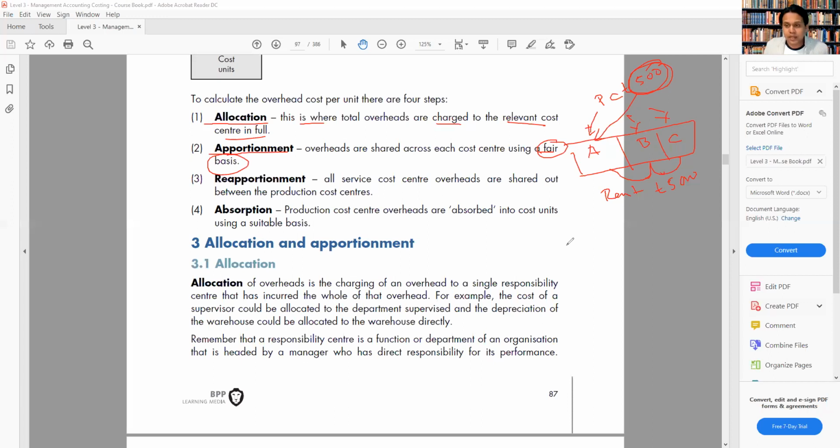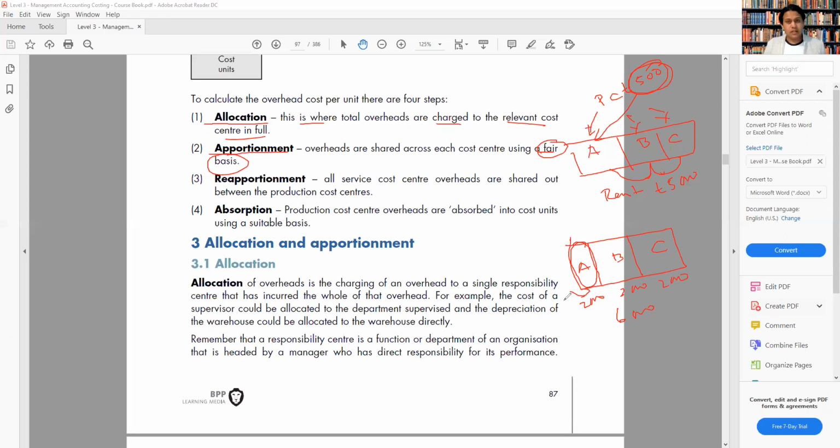For example, we have three departments A, B, and C. Let's say A uses a small portion of the building, and B and C use most of the building. Now, if we have a 6,000 rent, and we say A has to pay 2,000, B has to pay 2,000, and C has to pay 2,000, everyone can see this is not fair, isn't it? Because A is using a very small portion. Why should he share an equal amount? He needs to pay for the square space or the square meters he uses.